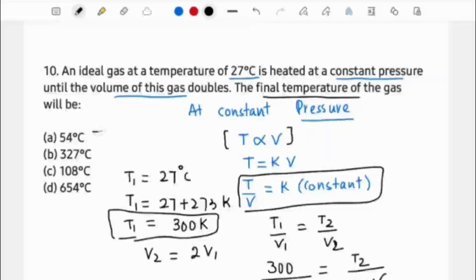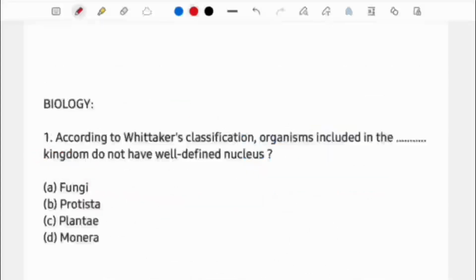But our given options are in degree Celsius. So how will we do it? T2 is equal to 600 Kelvin. So we will minus 273 from here, and it will be equal to 327 degree Celsius. Therefore option B will be the correct option. Alright, next question.